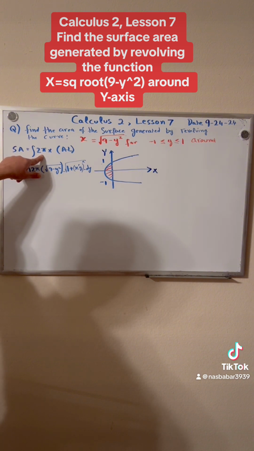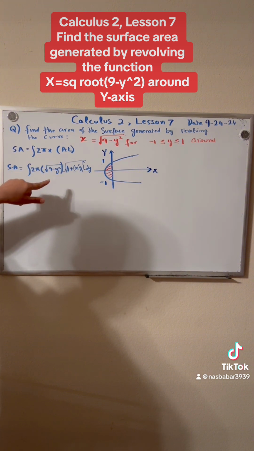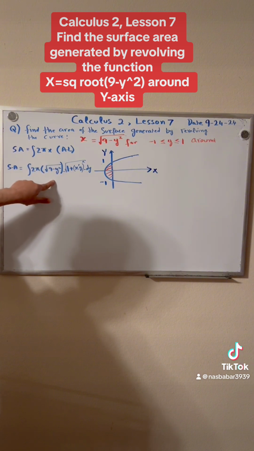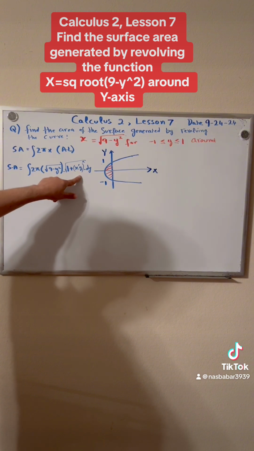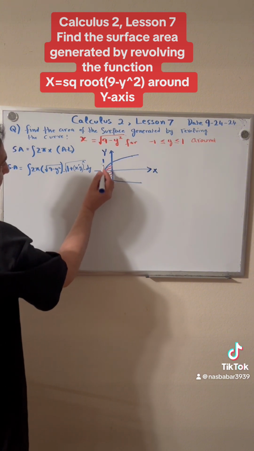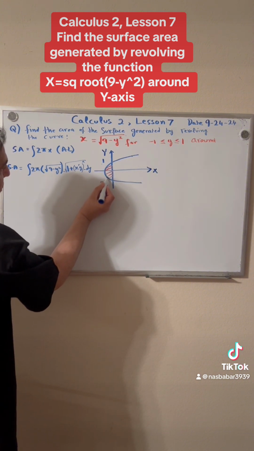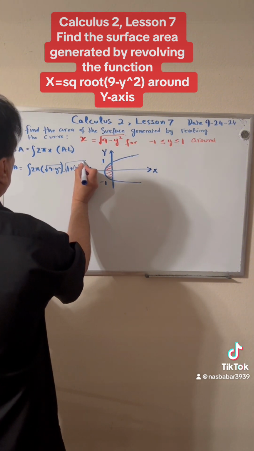Okay, all I'm doing is basically using this formula. The surface area is 2 pi x multiplied by arc length. Then I'm just plugging in the value of x and plugging in the value of the arc length. This is the formula for arc length. This is how you find the length of the arc. When I say length of the arc, I mean this. Hopefully that's clear.